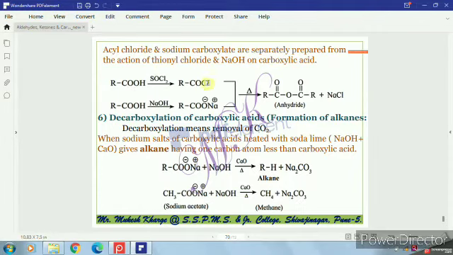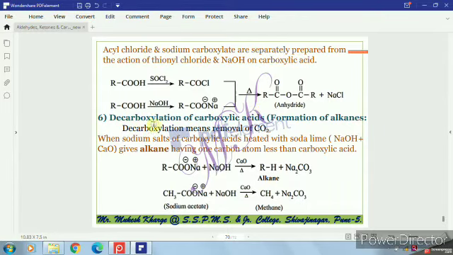How do you prepare both these? Acid reacts with SOCl2, thionyl chloride, gives acyl chloride, and carboxylic acid reacts with sodium hydroxide, gives sodium carboxylate, and they combine together on heating, they give anhydride.